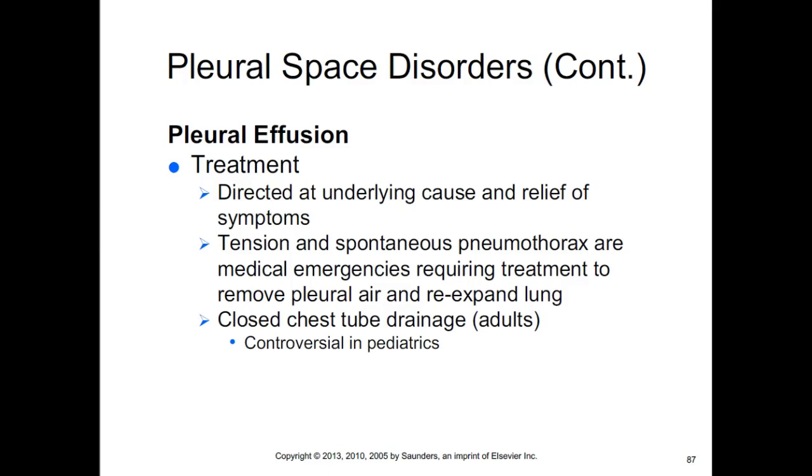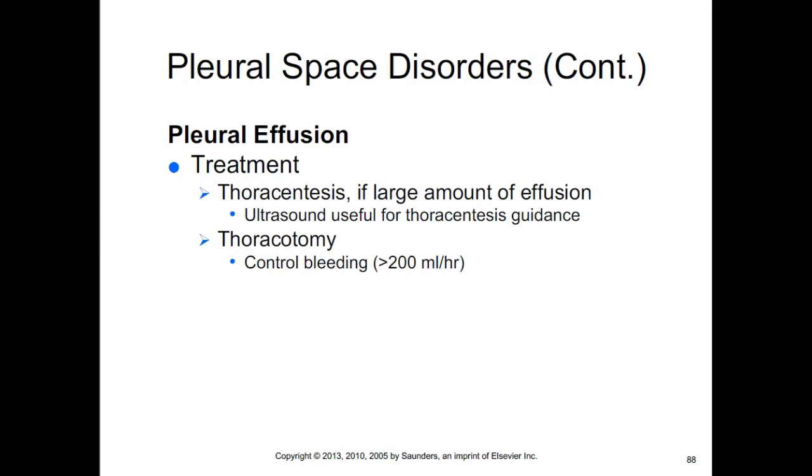All right, then treatment. What is the underlying cause? So relieving the underlying cause and the symptoms are going to be the primary treatment of pleural effusion. Right? If it's tension or spontaneous pneumothorax, which are emergencies, we have to remove the pleural air and re-expand the lung. So you might also see closed chest tube drainage in adults, and quite controversial in the pediatric population. The thoracentesis, if a large amount of effusion, right? So an ultrasound could act as a guide, and a thoracotomy to control bleeding if necessary.